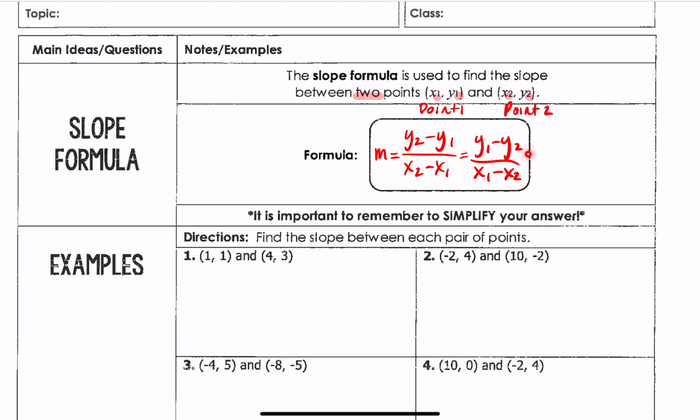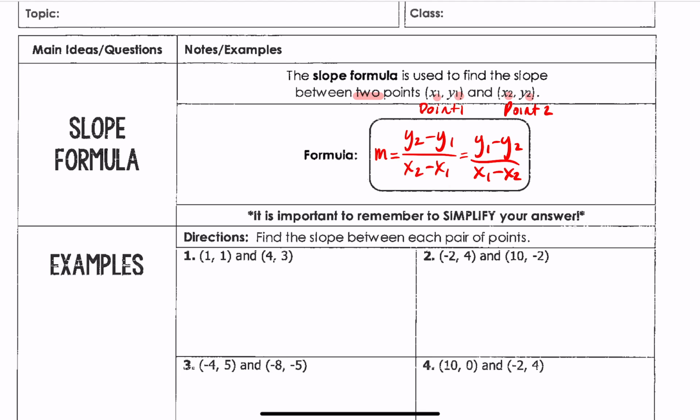The y's are always on top. The difference in the y's is always on the top. That's the change in the vertical, and the difference in the x's is on the bottom, that's the change in the horizontal. So it's basically, believe it or not, what you were doing when you found the legs of the triangle, but you were counting the squares. This time you're using the ordered pair values to figure out those numbers.